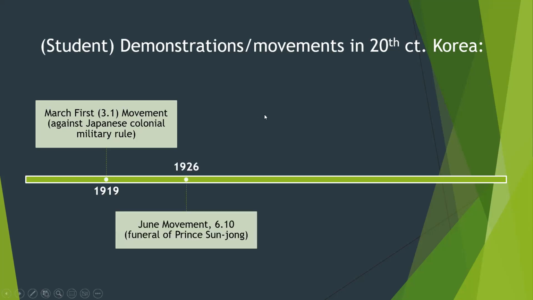And then a similar kind of demonstration that evolved into a larger movement happened in June of 1926. I think it actually started at the funeral of the last prince of Korea.